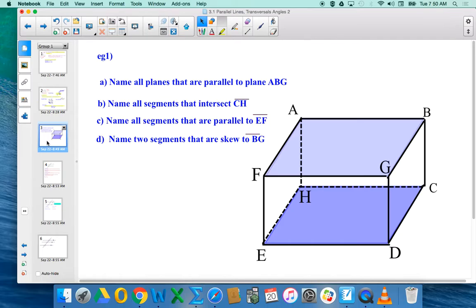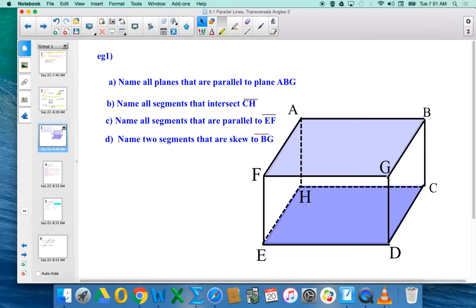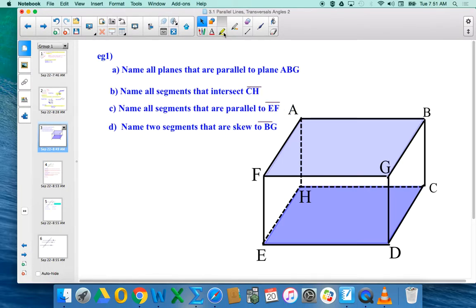So the first question says, name all the planes that are parallel to ABG. So here's ABG, and we're talking about the top of the box. So what's going to be parallel to that? Anybody? Real loud.